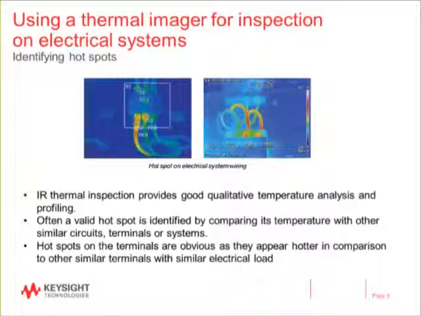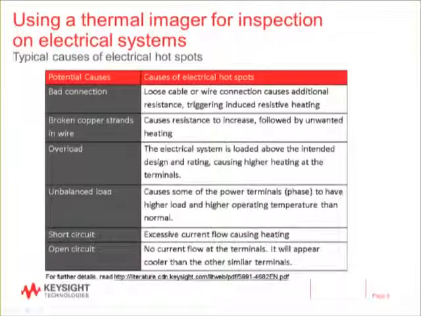IR thermal inspection gives a good qualitative result, and by qualitative result, we will often compare them to the adjacent systems, circuits, or terminals. So no exact temperature measurement is necessary in this case. Okay, so looking at these two IR images, we can see hotspots on the terminals and wires because they appear hotter when compared to the adjacent terminals. Hotspots in electrical systems translate to potential problems.